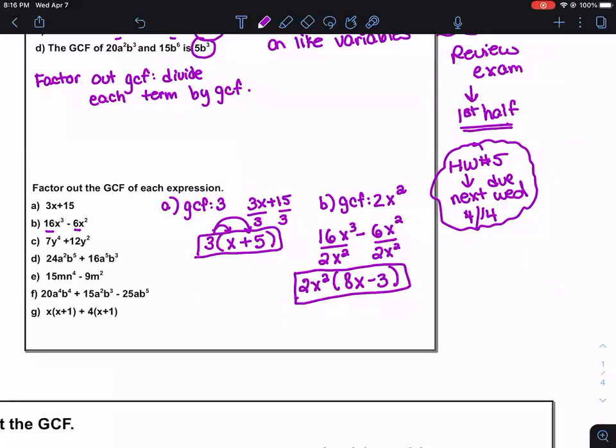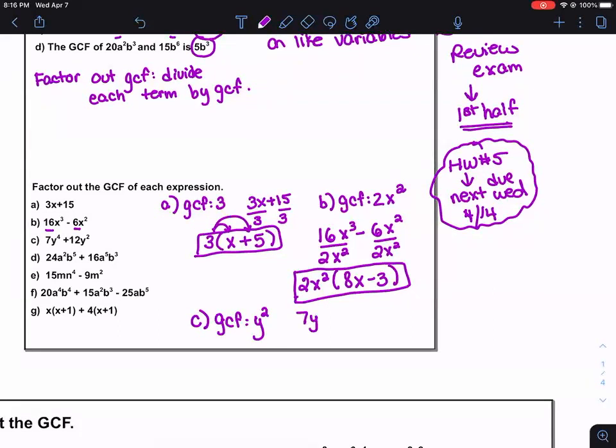So let me do letter C. We have 7 and 12. Now, 7 and 12 do not have anything in common, and that's completely fine. You're not going to always have a GCF be part of your coefficients. But y to the 2 and y to the 4, again, we go with the smaller exponent.